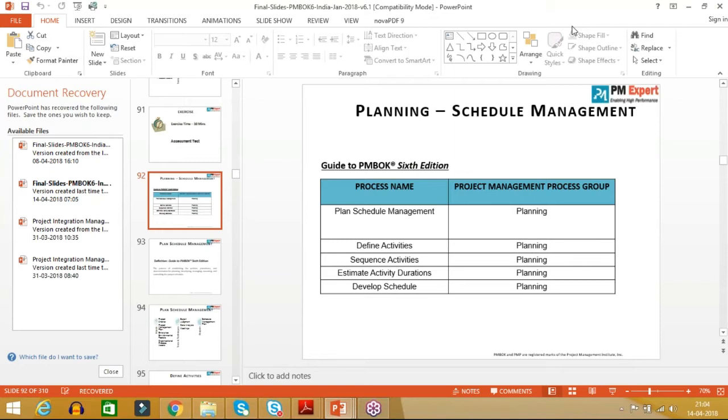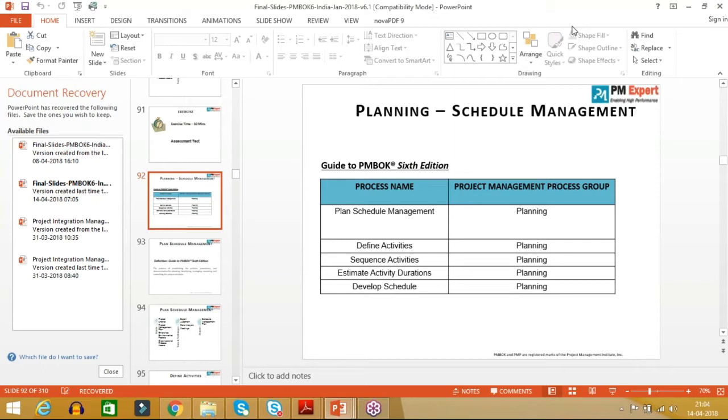Apart from this, in PMBOK 6th edition, we also see two other components, work package and planning package, as part of the scope baseline. Now, in today's session, we'll talk about how we can take work packages one by one and decompose them into granular activities, right?